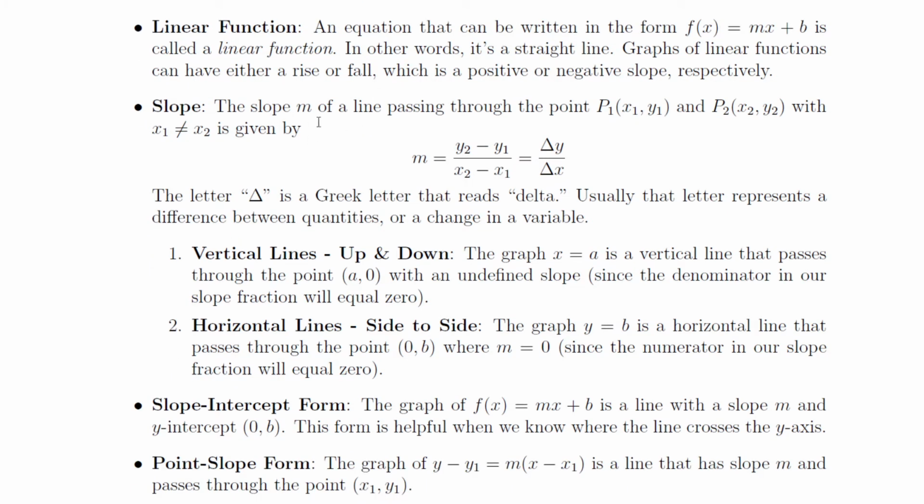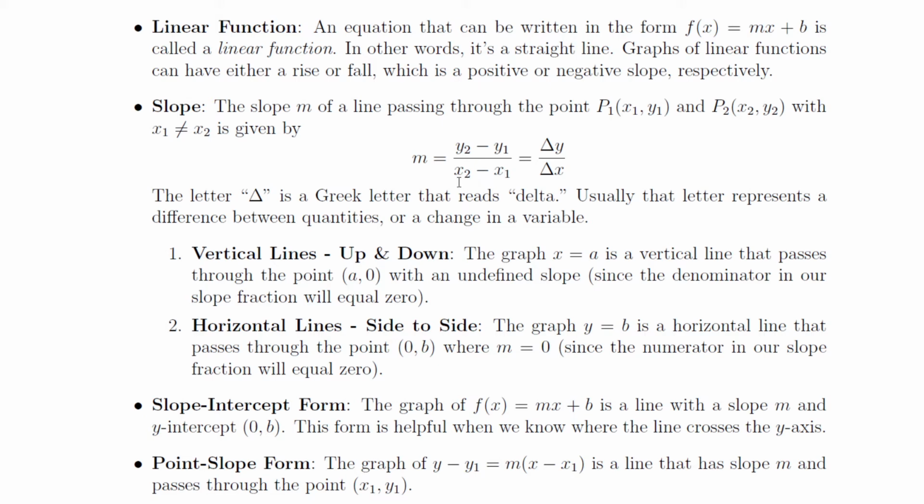So the slope, we always use the letter m to represent slope. The slope of a line passing through the point P1, so again, we've kind of done this before, x1, y1, x2, y2. If you recall back to when we looked at distance and midpoint formulas, we were again just using these same ways of writing these. x1 and x2 can't be the same. The reason why is because if they were, notice what happens. You'd have a zero denominator.